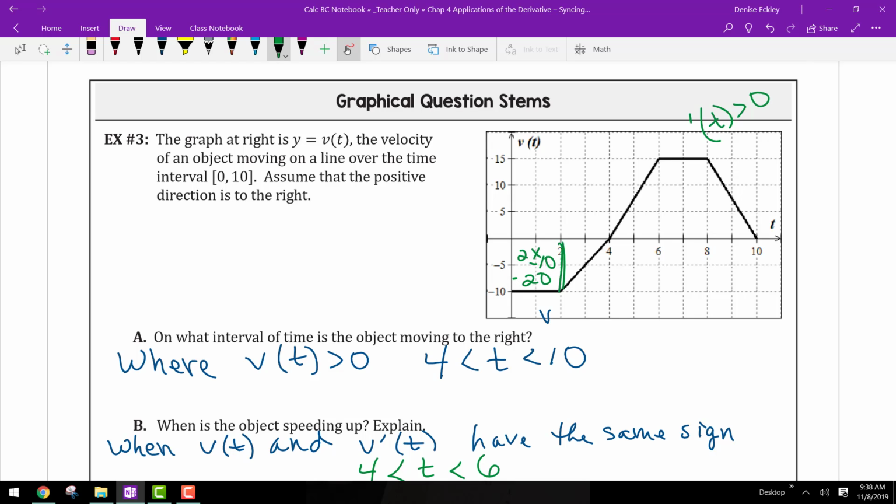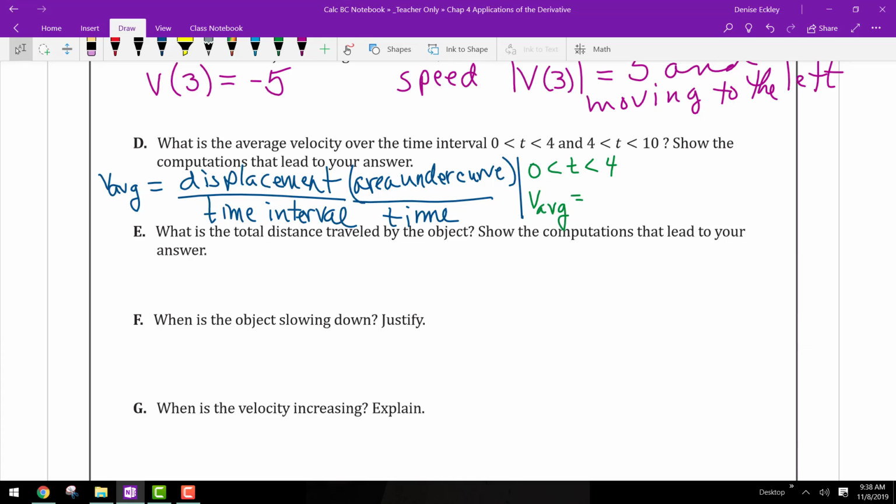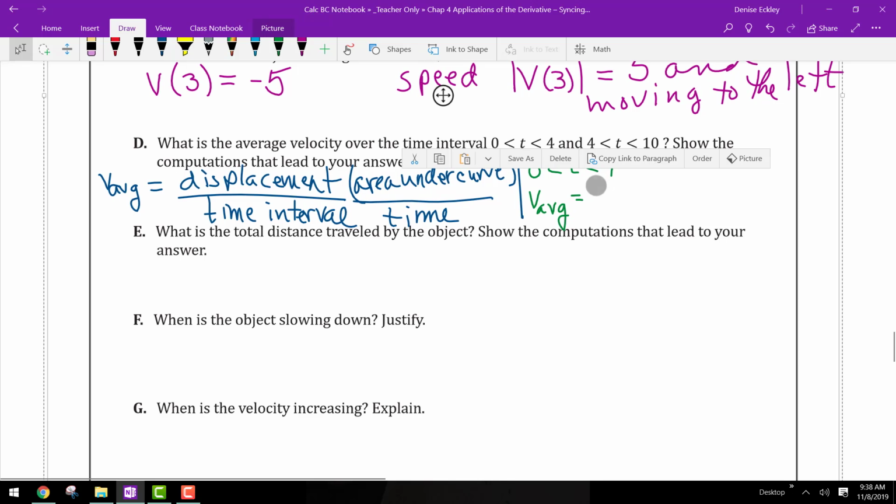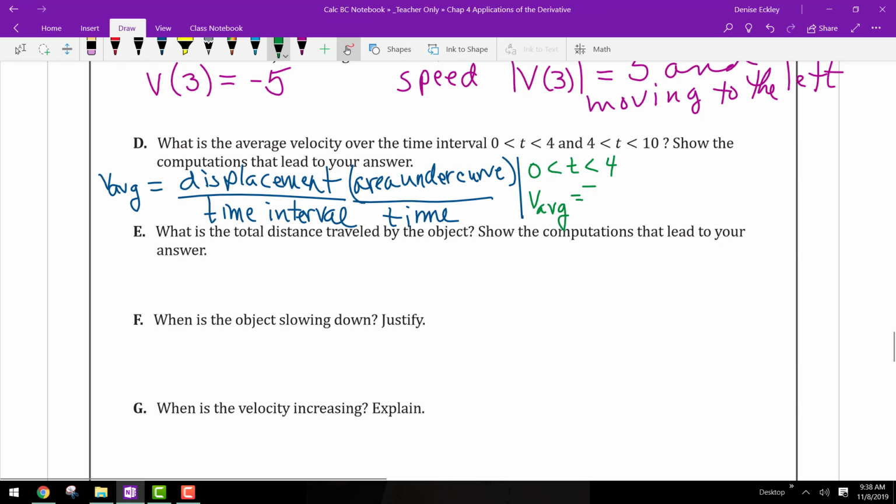And then we have a triangle that's half its size, so this area is negative 10. And then we have a time interval of 4. So that's what we're going to divide. So we are going to have negative 20 minus 10 over 4 seconds. So it gives us negative 30 over 4, which is negative 7.5.